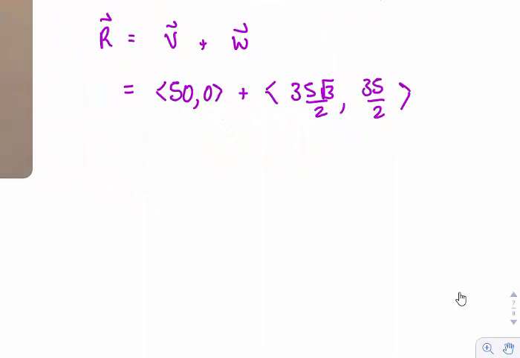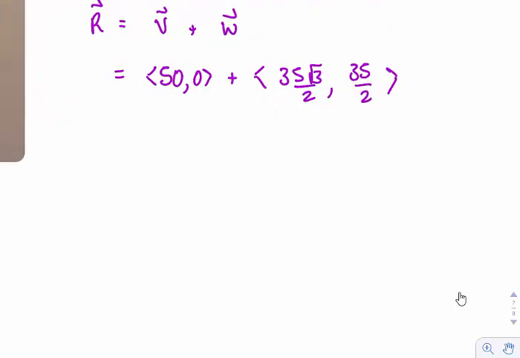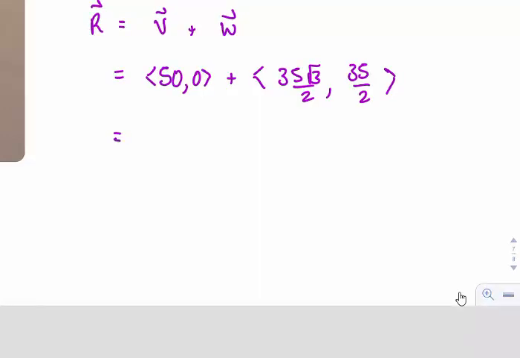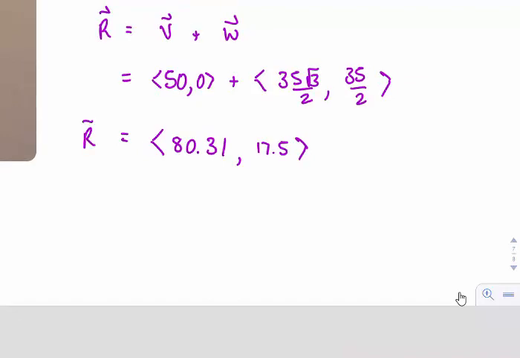So for the first one, this is where you may want to start getting your calculator out. Just make sure when you use your calculator, we try to store these numbers as best we can, which shouldn't be an issue here. So I'm going to start with that 35 radical 3. I'm going to divide that by 2, which is about 30.31, plus 50, which is 80.31. So I'm going to get 80.31. I'm going to go ahead and store that, or just make sure you type in a bunch of decimal points so you don't screw up your answer. And my other answer is half of 35, so 17.5. Okay, so that is vector r. So we are good to go.